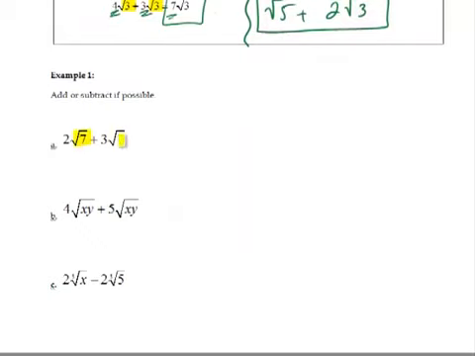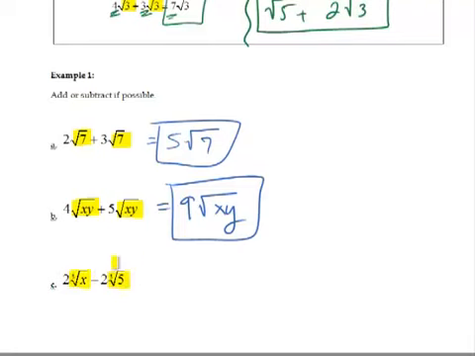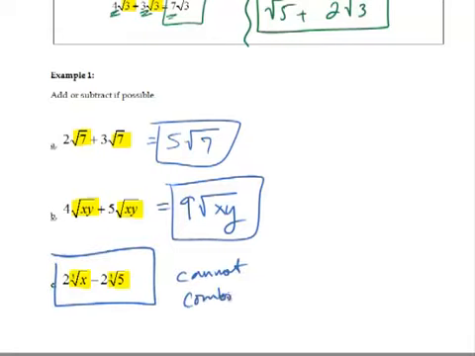Your first one has root 7 and root 7. So we can combine these. We can say we have 5 root 7s. Your next one has variables in it that you have root xy and root xy. You have 4 of them plus 5 of them. So you have 9 square root xy. And then for this last one, we notice that you have cubed roots for both of them. However, the insides, the radicands, are not the same. So we leave it as it is. We cannot combine. It's already simplified.